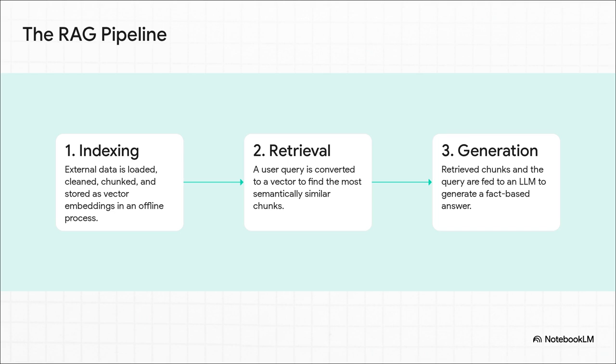Step 2, retrieval. When you ask a question, the system goes hunting for the most relevant chunks from that library. And finally, step 3, generation. It takes your question, adds those chunks it found, and hands the whole package over to the LLM to write a nice, fact-based answer. But here's the absolute kicker. This isn't just a list of steps. It's a chain of dominoes. If the first one is wobbly, the whole thing comes crashing down.